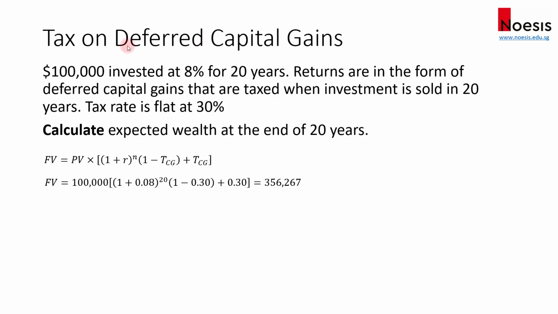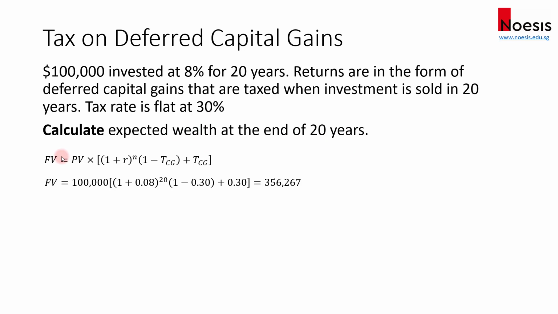So let's say the investor invests $100,000 at 8% per annum for 20 years. The returns are in the form of deferred capital gains, which will be taxed at the end of 20 years when the investment is sold or realized. And the tax rate is flat at 30%. So we'll calculate the expected wealth at the end of 20 years.